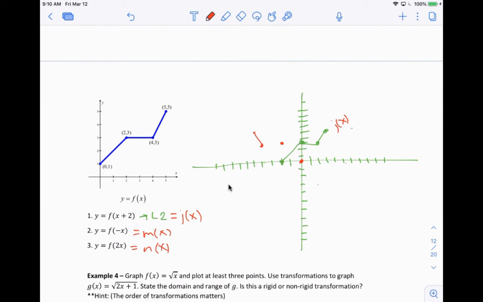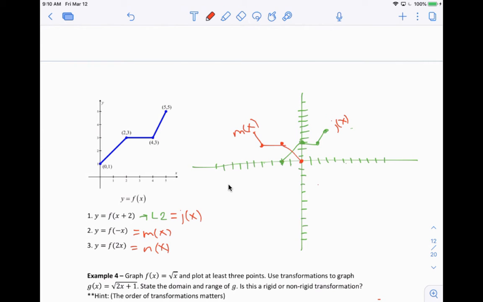And we see a reflection over the y-axis. That beautiful blue one has flipped over to be the red one. This is M of X. All right. The last one, we have, again, a similar situation.